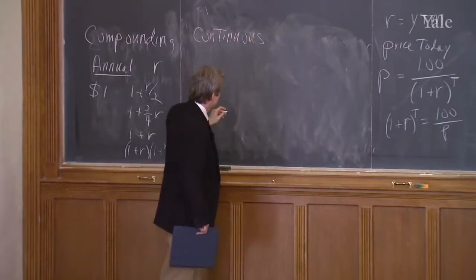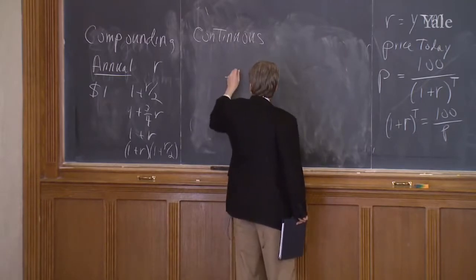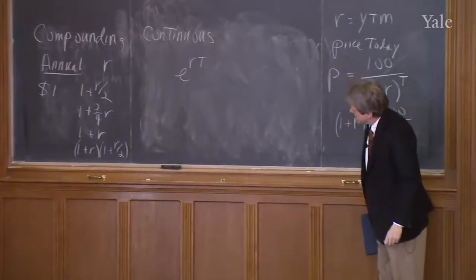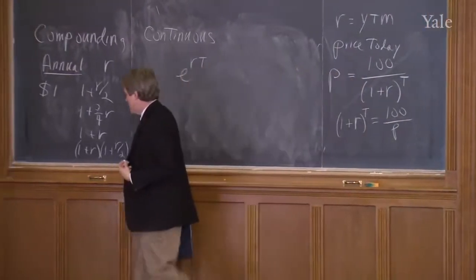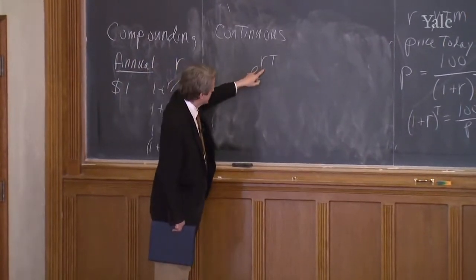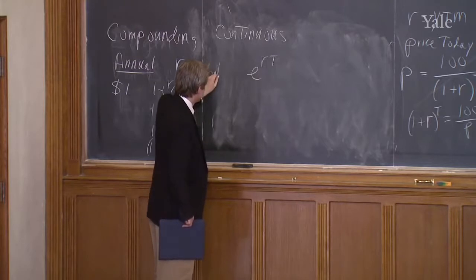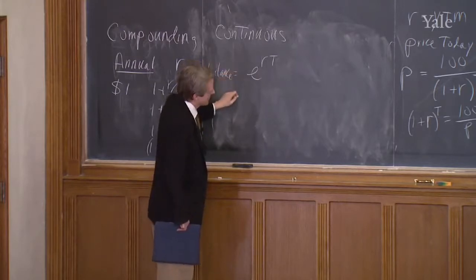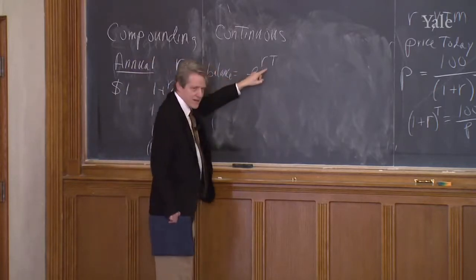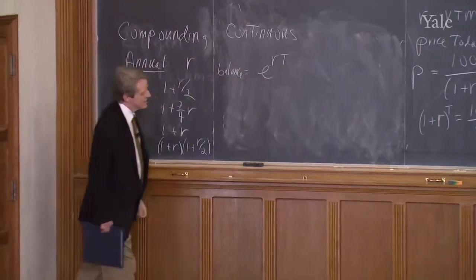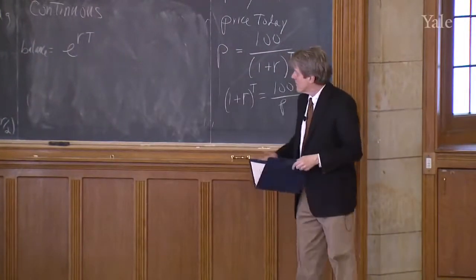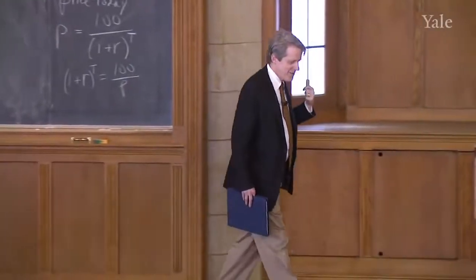And the formula for continuous compounding is e to the RT, where e is the natural number 2.718. R is the continuously compounded interest rate. So your balance equals the initial amount, what did I say, $1 times e to the RT. That's continuous compounding.